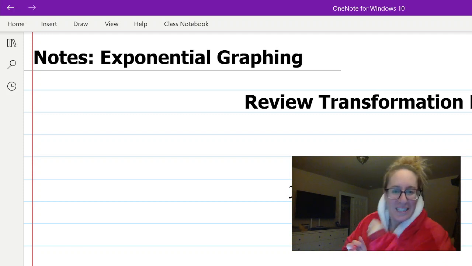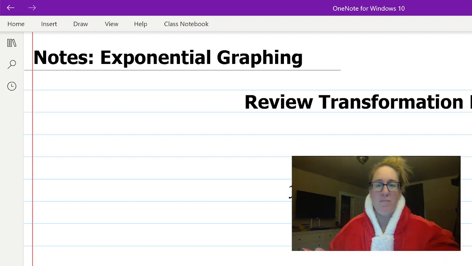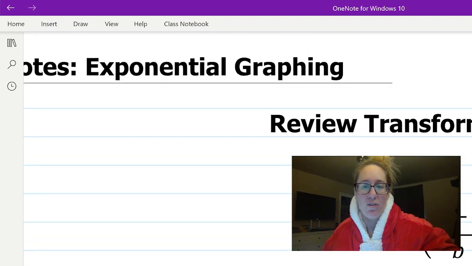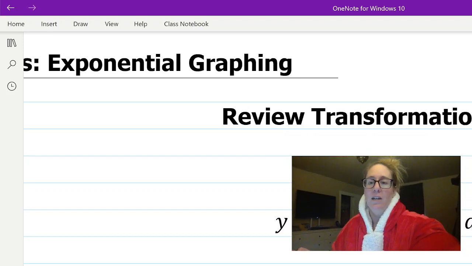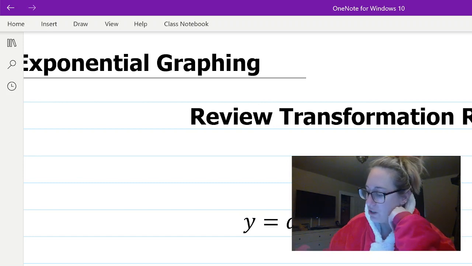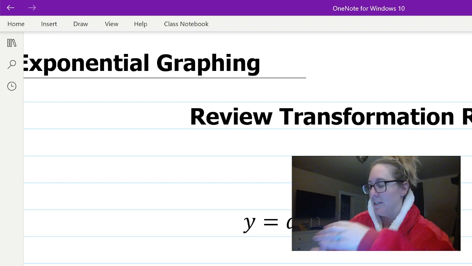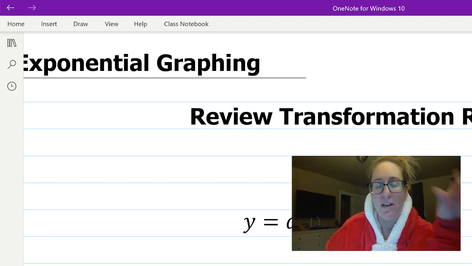So notes, exponential graphing. All right, so first we're going to review some basic transformation rules just to make sure you guys are all on the same page. It has been a long time since we've graphed with transformation rules, so I forgive you if you forgot all of this. All right, so really fast, you have two types of transformations. You have vertical and you have horizontal. So the first thing you have to do is identify which one's vertical, which one's horizontal. Essentially, the rule is vertical transformations happen outside of the function, horizontal transformations happen inside the function.